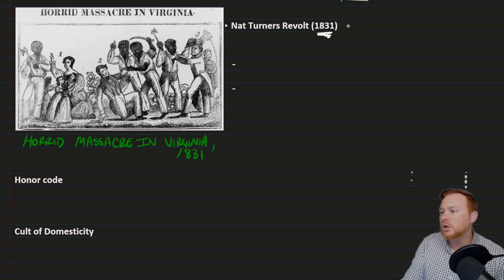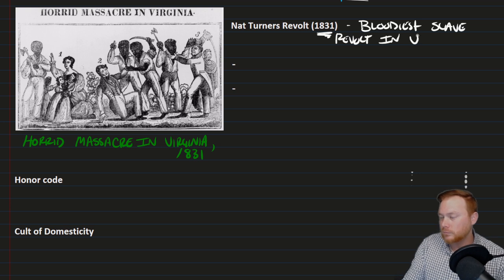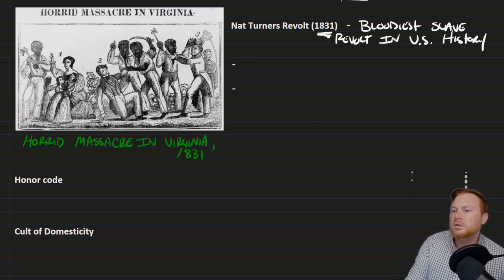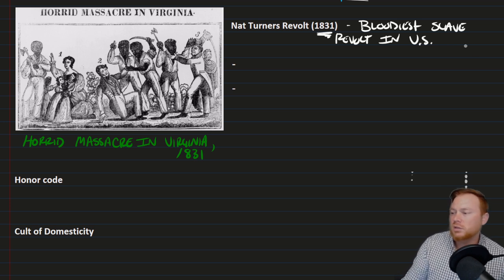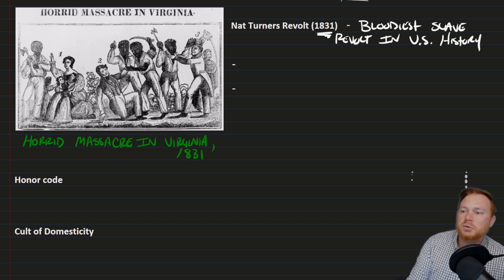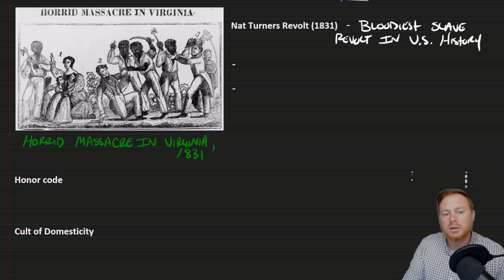Nat Turner's revolt on the face is the bloodiest slave revolt in American history. It resulted in the killing of 57 white individuals, men, women, and children, but also resulted in a backlash that saw the killing of hundreds of enslaved individuals for revenge and retribution. In terms of pure body count and in terms of the number of people killed, bloodiest in American history.